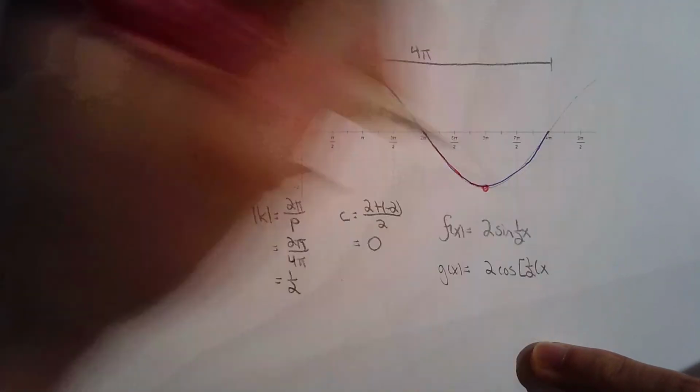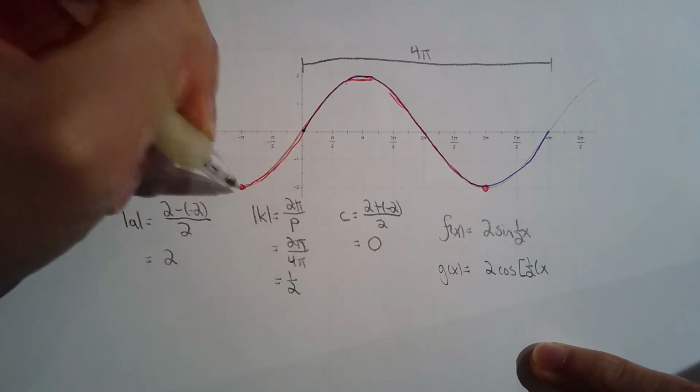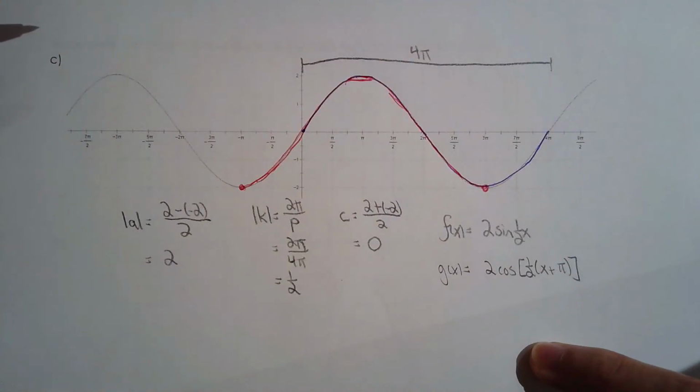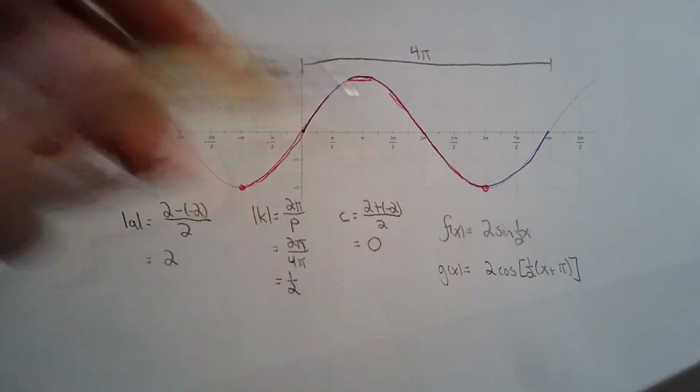So it's still going to be 2. It's still going to be half. But I introduced a shift. I don't start on the y-axis anymore. I start at -pi. So I must have shifted pi to the left. And the equation axis is 0, so no vertical translation.